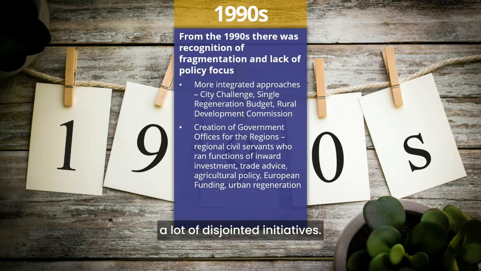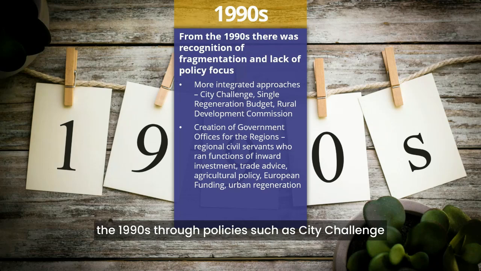And it was found there were a lot of disjointed initiatives. So a more integrated approach started in the 1990s through things like City Challenge and the single regeneration budget, which combined funding for urban regeneration into one pot.